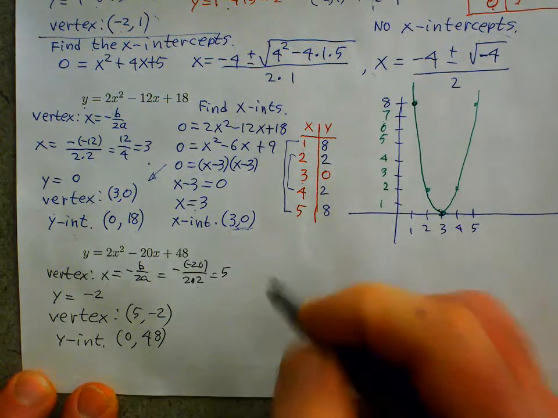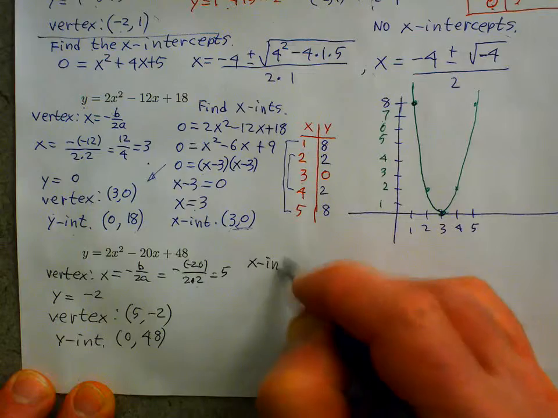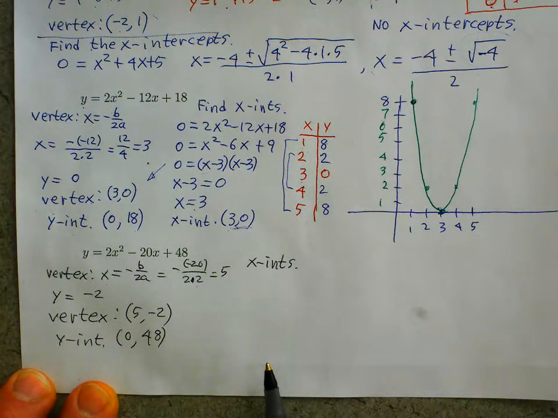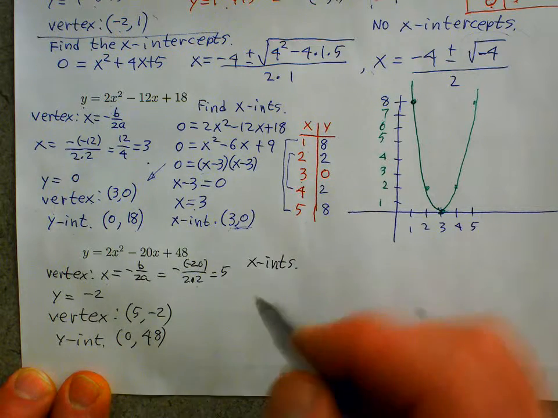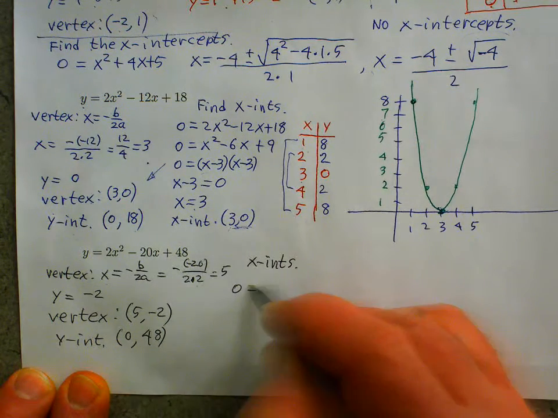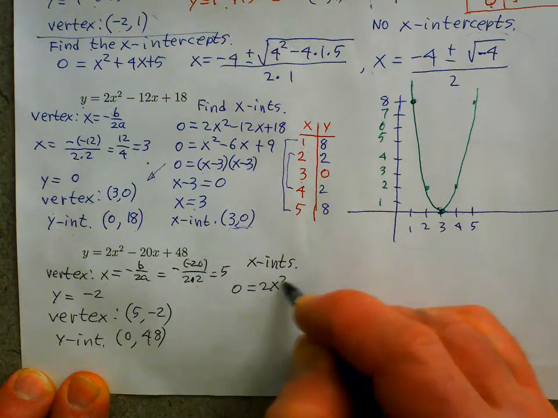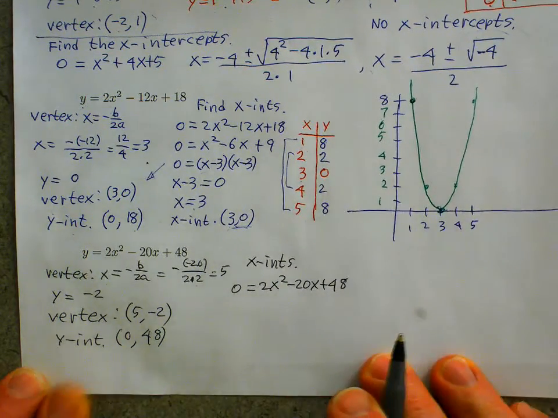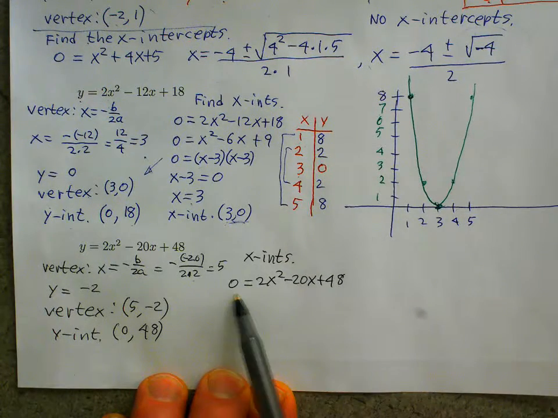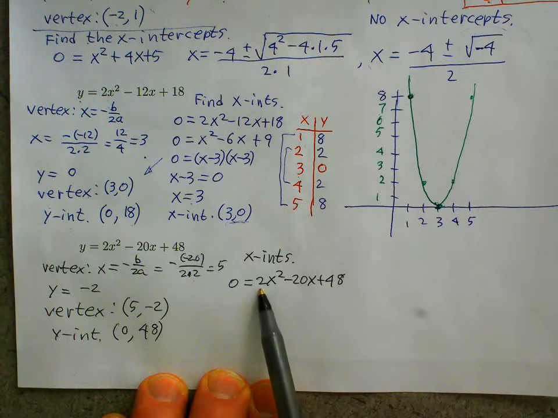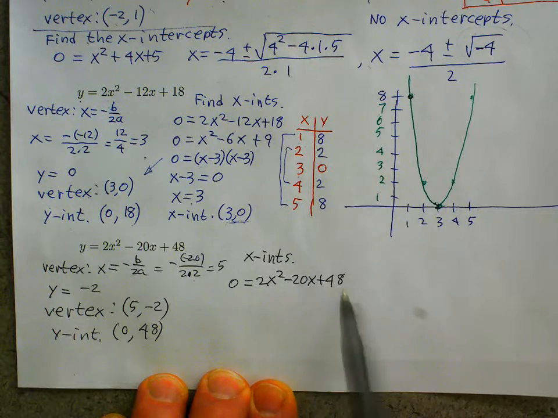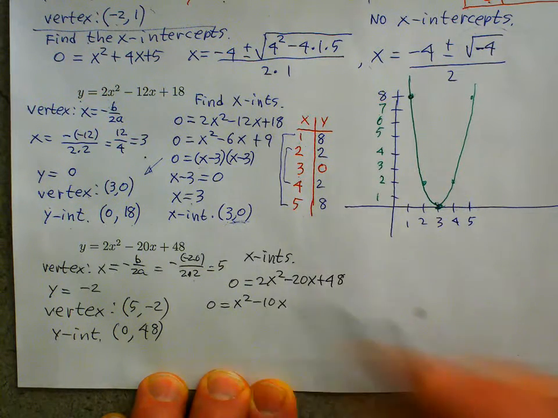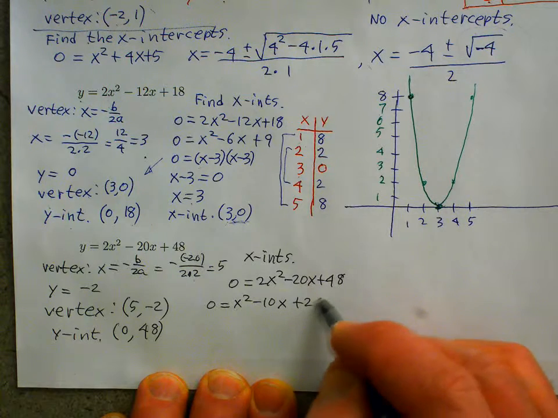And what about x-intercepts? Replace y with 0, solve for x. So when we replace y with 0, we get 0 equals 2x squared minus 20x plus 48. Let's get rid of some of the clutter by dividing every term on both sides by 2. So we get 0 equals x squared minus 10x plus 24.